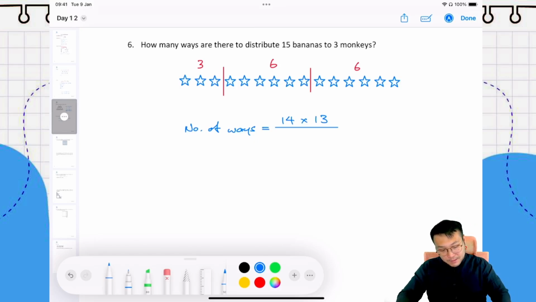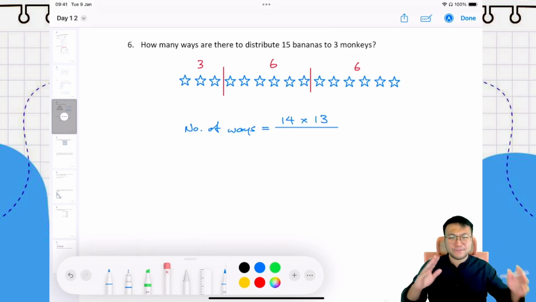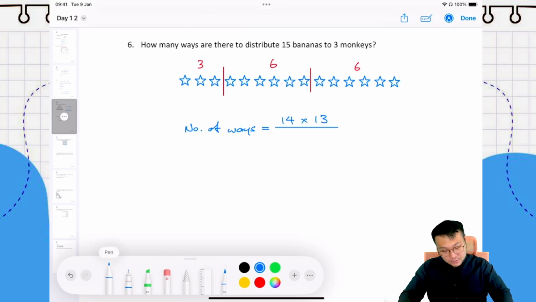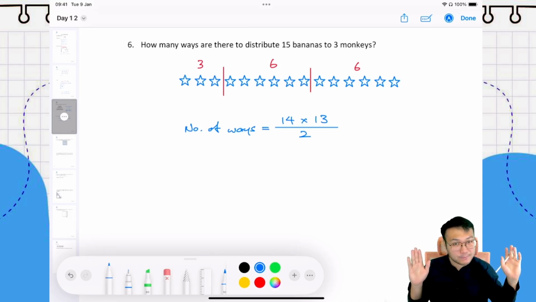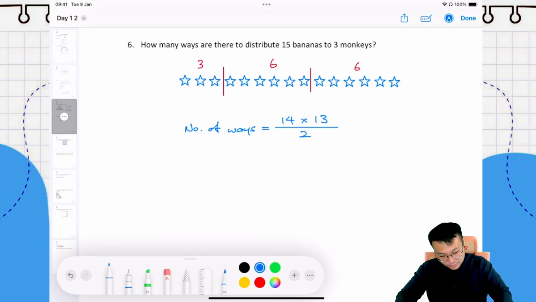But then you must ask yourself, does it matter whether this bar comes first and this bar comes second? Or maybe this bar comes first and this bar comes second? It does not matter, students. Which bar comes first doesn't matter. You're still going to distribute the 15 bananas to the 3 monkeys, right? So you divide by 2 to get rid of the different order where you place your first bar and your second bar, or your second bar and your first bar. It doesn't matter which bar comes first. And that is how you solve it.